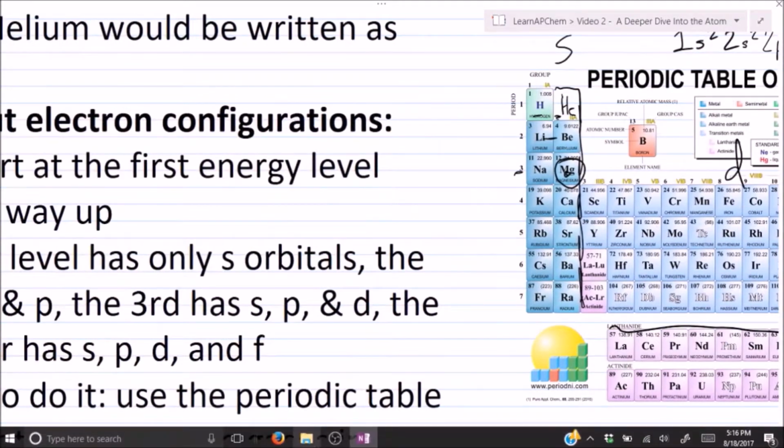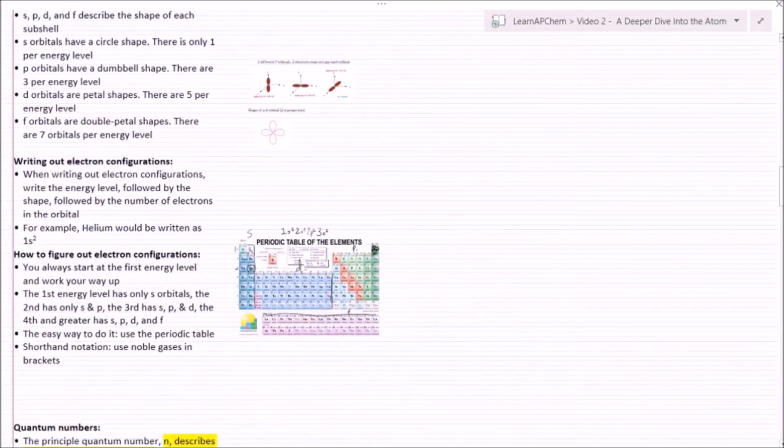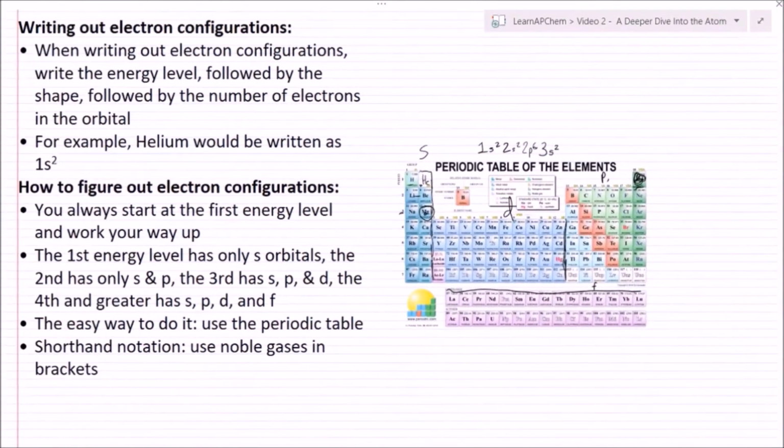Now there's actually a shorthand way to do this. So we can use noble gases in brackets. So for shorthand, what we would want to do is write out the noble gas one period above. So here magnesium is in period 3.